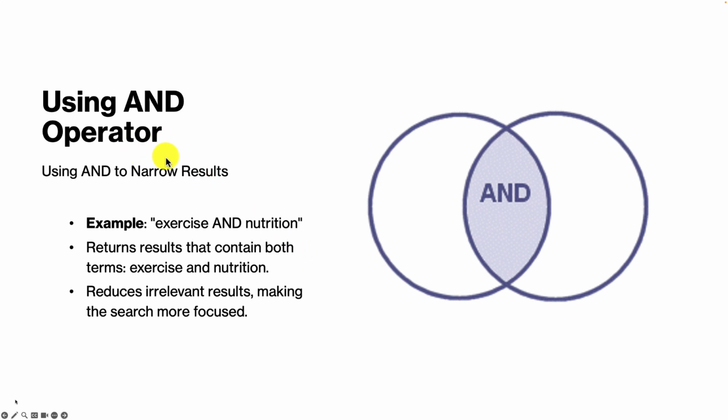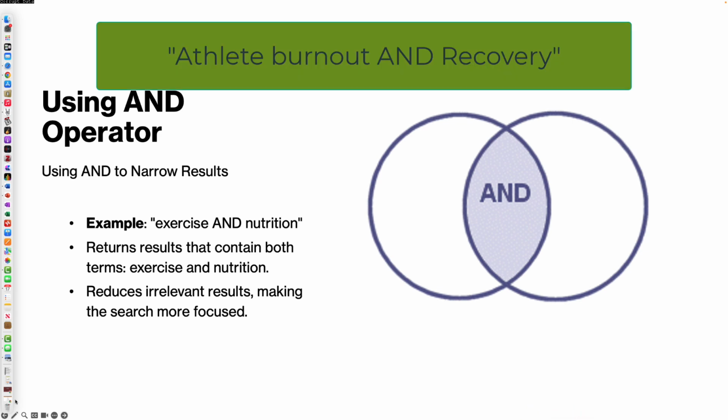And again, if we used and to narrow that search, we might want to say exercise and nutrition. So now we're telling the search database to find me only papers that mention these two things together. And of course, you'll notice that it's in the parentheses, right? Let me give you guys an example. Maybe you're talking about athlete burnout, right? So maybe you might want to put in a specific phrase, athlete burnout. And we know it's a specific phrase because we're putting it inside of these parentheses here. And maybe you want to put and recovery.